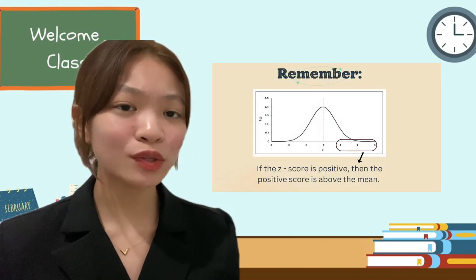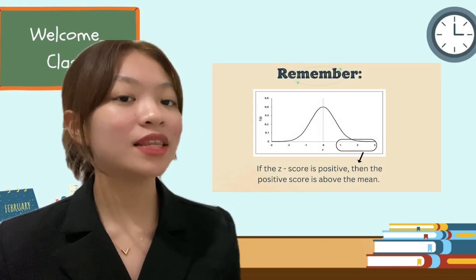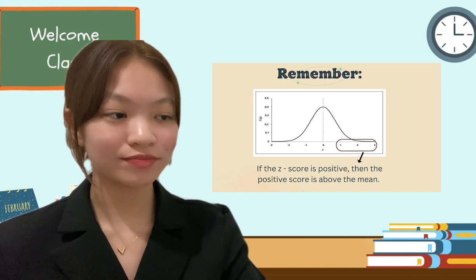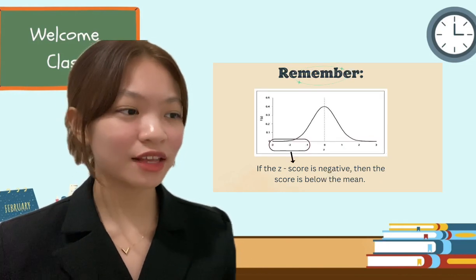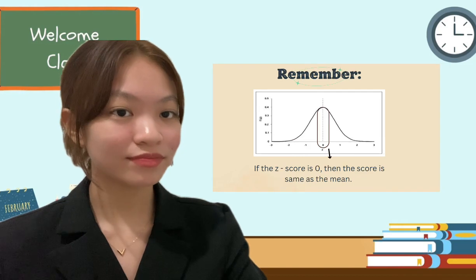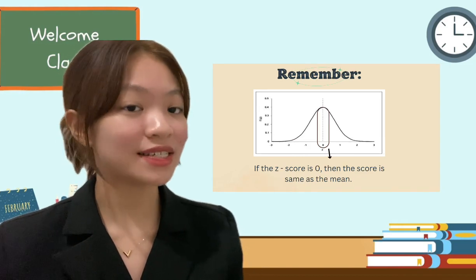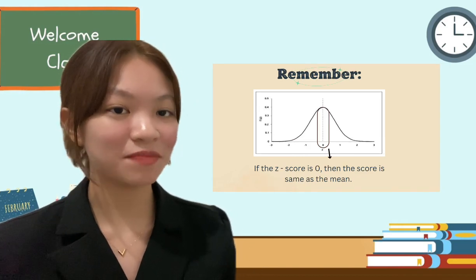When getting the Z-scores, here are three things to remember. First, if the Z-score is positive, then the score is above the mean. While if the Z-score is negative, then the score is below the mean. And lastly, if a Z-score is 0, then the score is the same as the mean. Now you know the formula and the things to remember. Let us practice getting the Z-score with a sample problem.